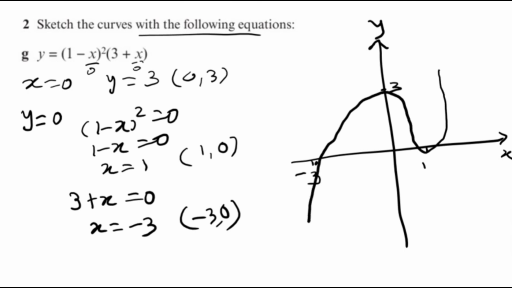this is the way you can sketch it. So this is your graph. This is the (0, 3) point. This is (1, 0) point. And this is (minus 3, 0) point. So this is the way you can sketch it.